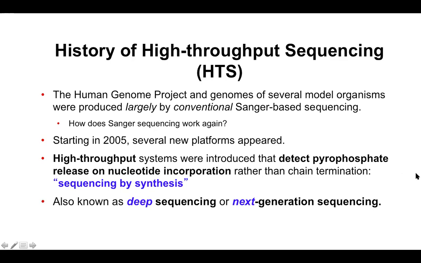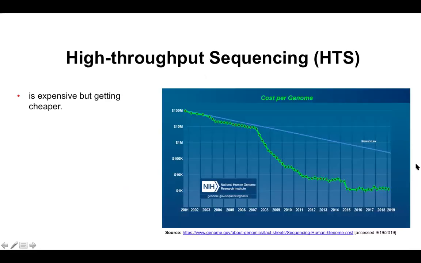This is called deep sequencing or next-gen sequencing, next generation sequencing. All of those terms, high throughput, deep, and next gen, they refer to the same kind of technology. Okay, this graph I find really exciting. Again, I'm a nerd.